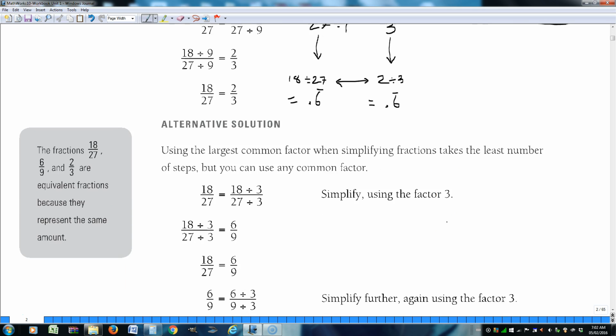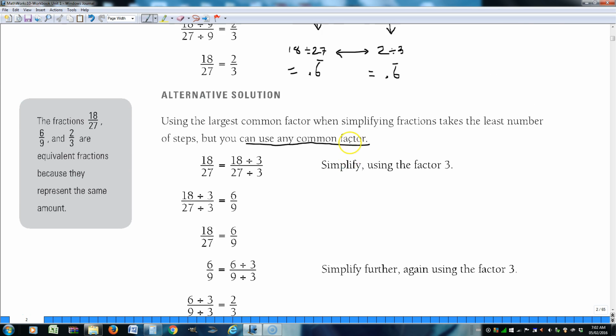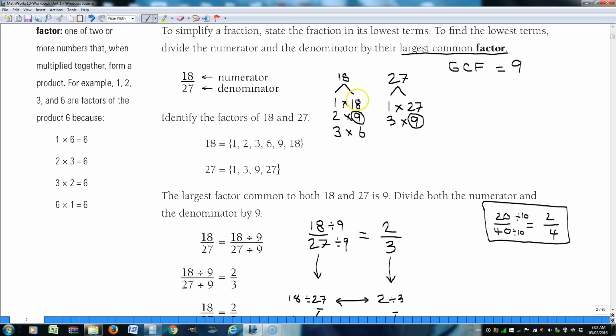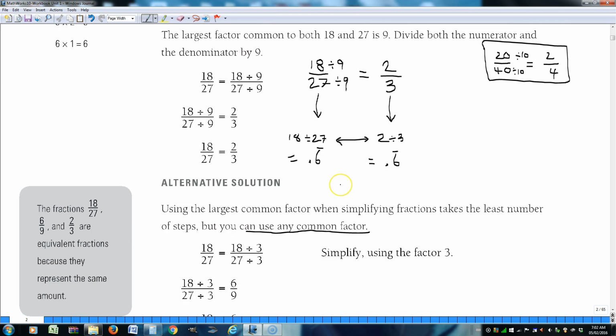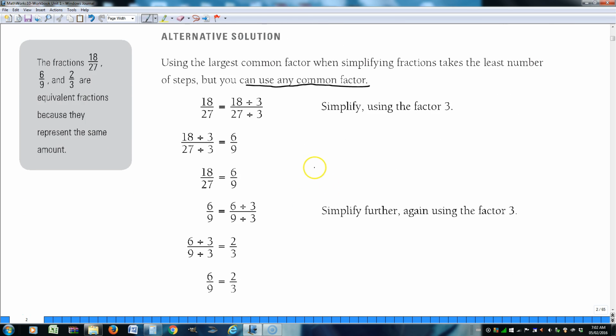Let's do one more. 18 over 27, again, using a different technique. Now they're saying you do not have to use the greatest common factor. They're saying now you can use any common factor. That's true. You don't have to do all this factoring work that I've done. It's helpful to do it, especially with huge numbers. If you're dealing with really big numbers, then you use that technique. But if it's just a small number over a small number and you want to get to the answer quickly, you can just use any factor. Here's what it looks like.